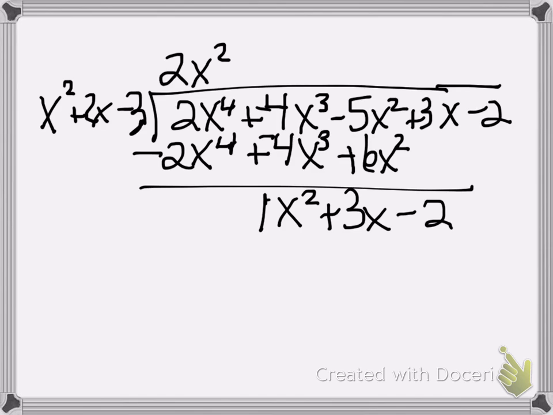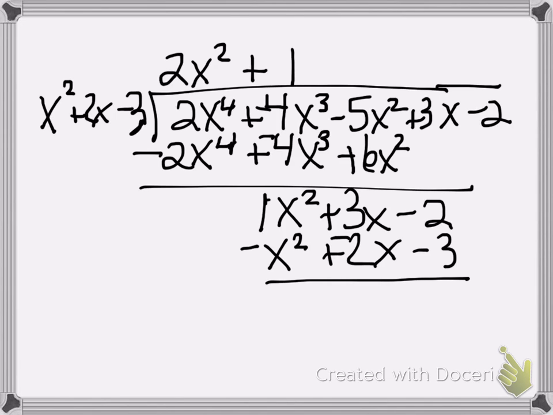And then you continue. How many times does 1x squared go into x squared? Well, it's going to go 1 time, and then you multiply. 1 times x squared is x squared. 1 times 2x is 2x. And 1 times negative 3 is negative 3. Okay, now you're going to change your signs. Draw that line. Change your signs on everything on the bottom row.